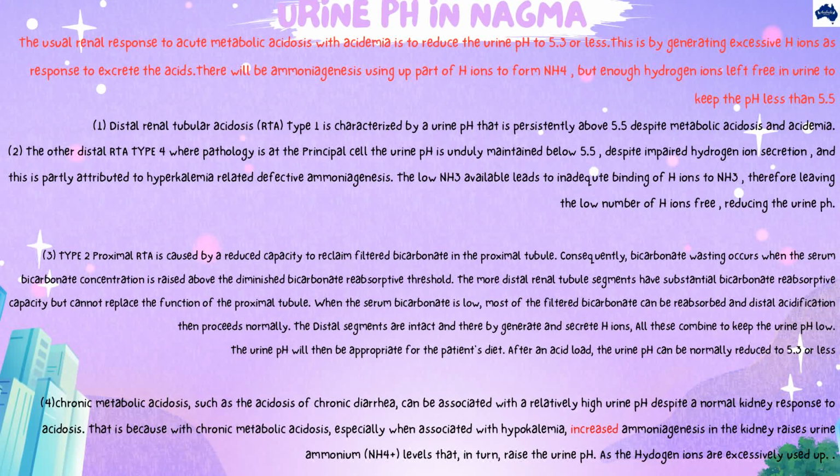Here, although you have acidemia and the kidneys are intact and appropriately excrete the acid in the form of ammoniagenesis, due to the increased ammoniagenesis you have increased usage of the hydrogen ions, and then you have a urine without hydrogen ions, with a higher pH. Thus, in distal type 1 RTA and chronic diarrhea, you have a urine pH on the higher side, which is inappropriate for the clinical situation.